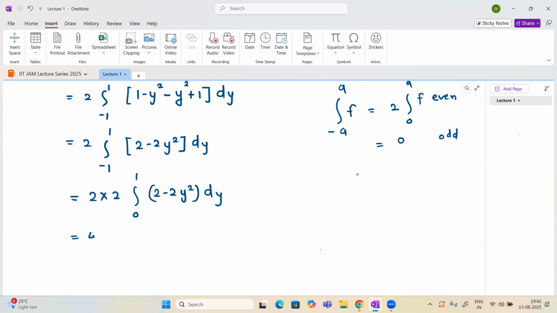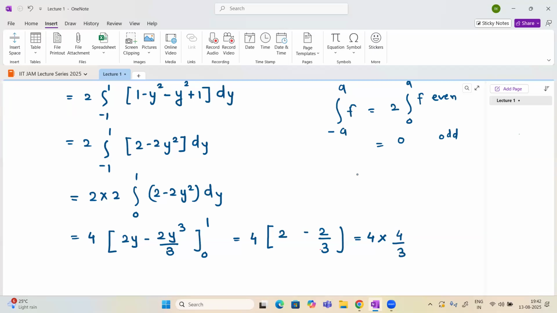Tell me the integration now. 2y minus 2y cube by 3, from 0 to 1. Put upper limit, lower limit. If I put 1, you will get 2 minus 2 by 3. So the final answer is 4 by 3, and with the factor 2 outside, the final answer will be 16 by 3. It's not 8 by 3.